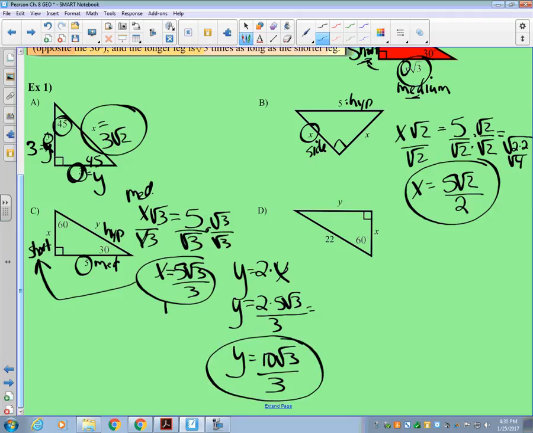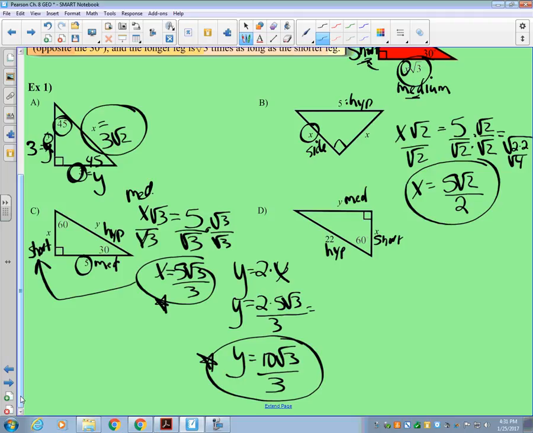So here's x, and here's y. Okay, so let's look at another 30, 60, 90 triangle. Let's label our sides. This is the hypotenuse. This is the short side. This is the medium side.